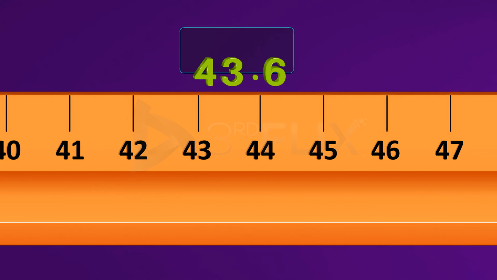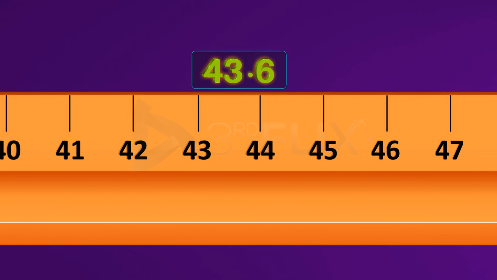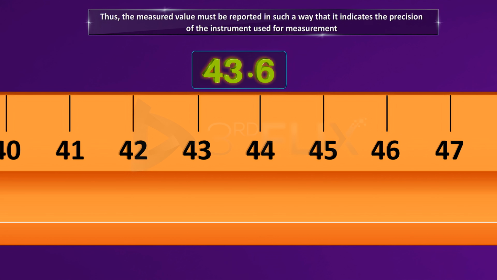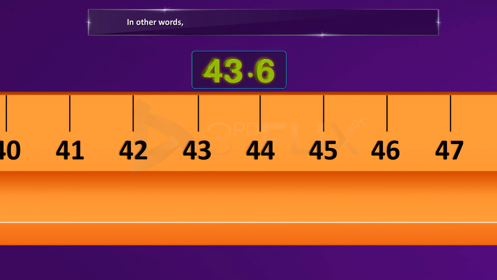The number of significant digits in a measurement depends on the precision of the instrument. Thus, the measured value must be reported in such a way that it indicates the precision of the instrument used for measurement. In other words, it must have an appropriate number of significant figures.